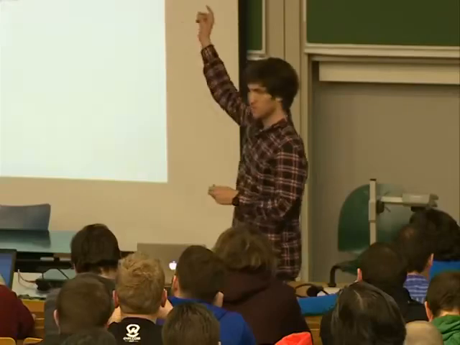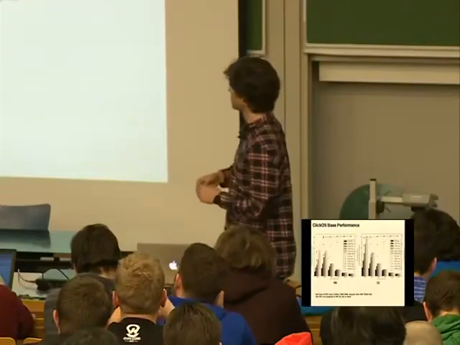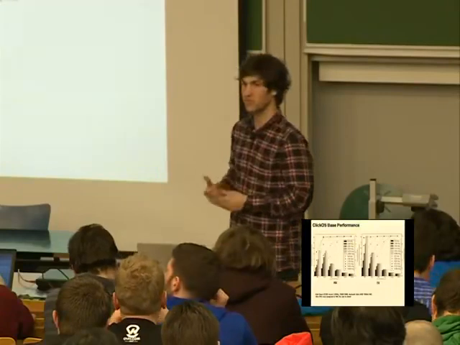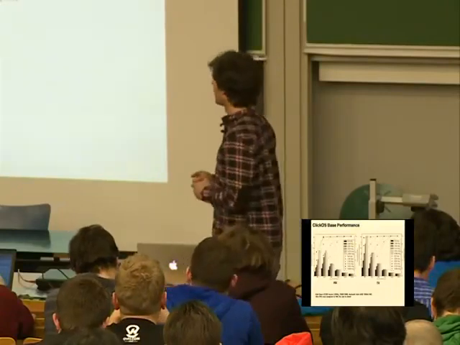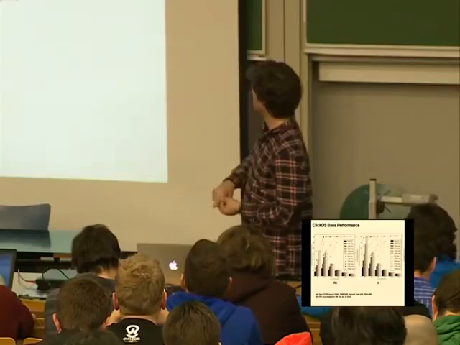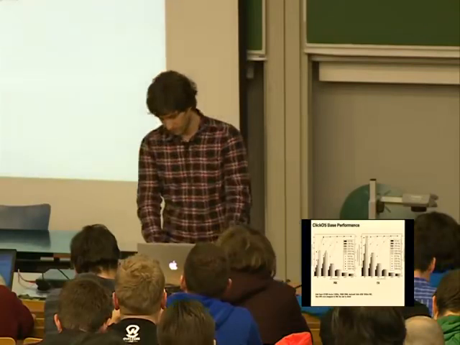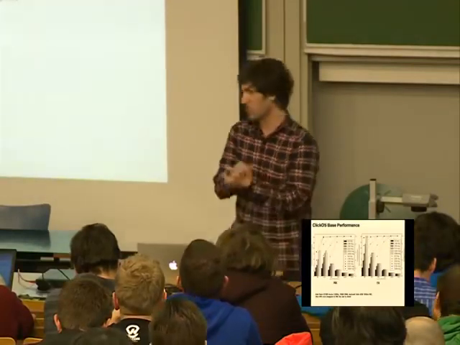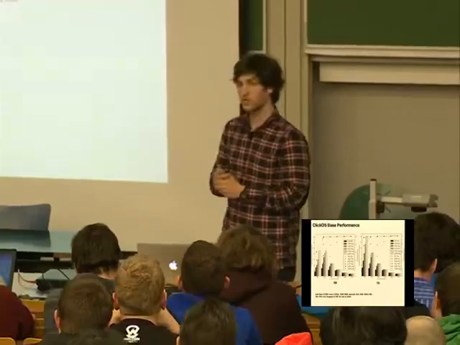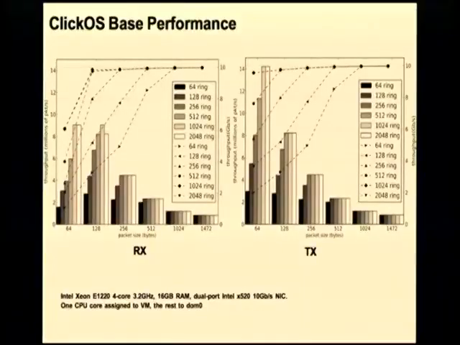And you can see that as we decrease the ring size, we decrease the throughput as expected. The cost of event channel starts to be a bit more visible. But as you can see, for all the other packet sizes, we fill up the pipe. This was tested on a low-end server of 4 cores at 3.2 gigahertz with dual port 10 gigabit NICs. Each VM is assigned one CPU core, the rest for Dom0.